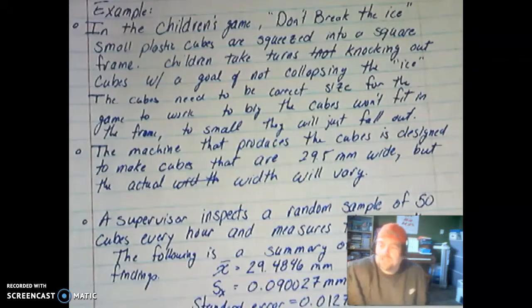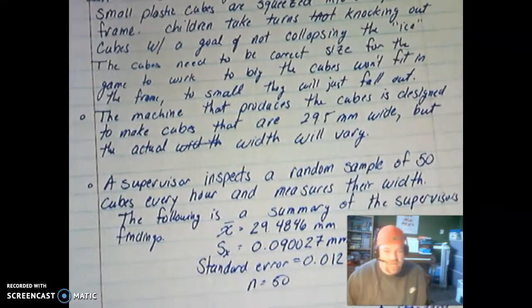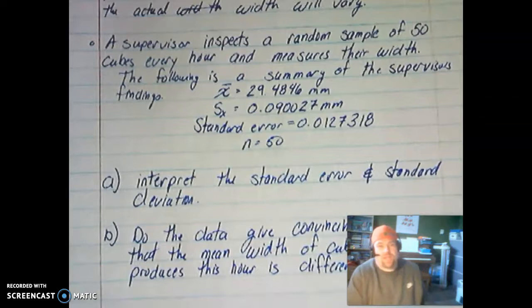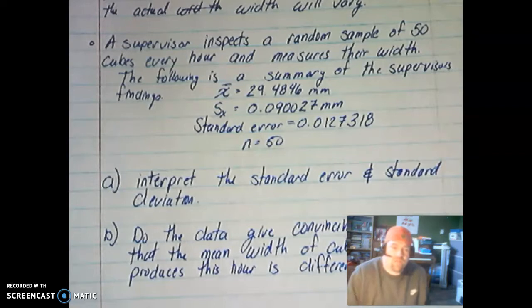Okay, so what we have is a supervisor that inspects a random sample of 50 cubes every hour and measures their width. The following is a summary of their findings: the mean is 29.4846 millimeters, the standard deviation is 0.090027 millimeters, the standard error is 0.0127318, and of course our sample size n is 50. That will be nice when we have to do our conditions, correct?